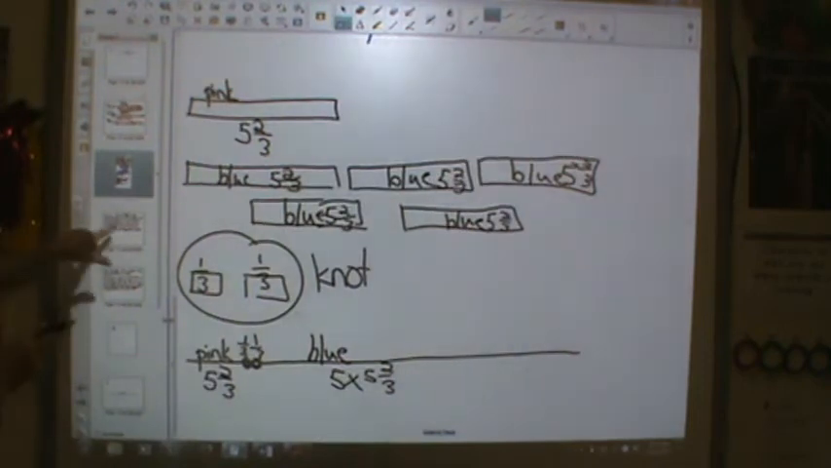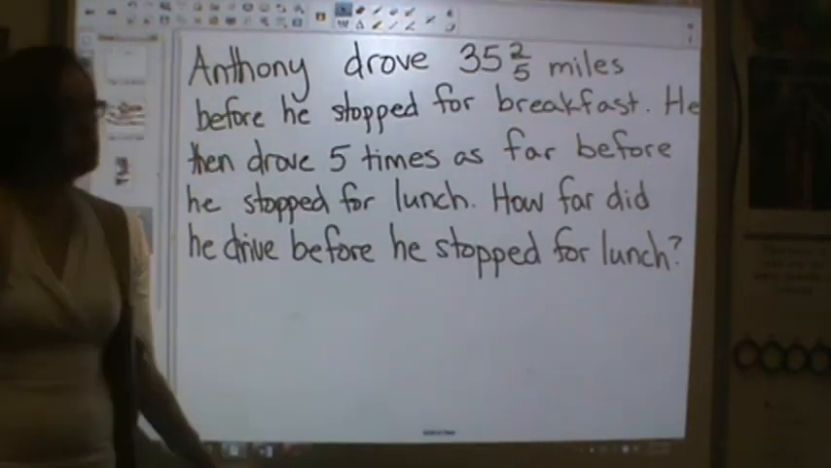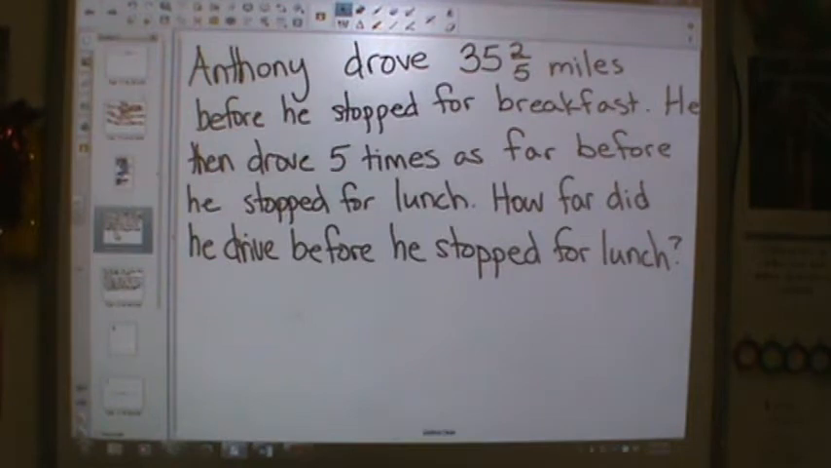All right? Let's move to the next problem. If you need to pause to copy this problem, please do so, because again, we're going to use the read, write, and draw method.